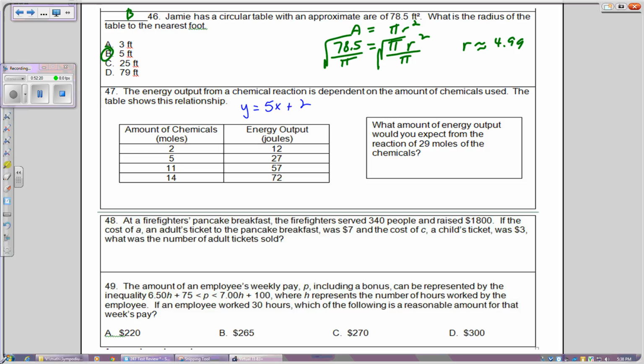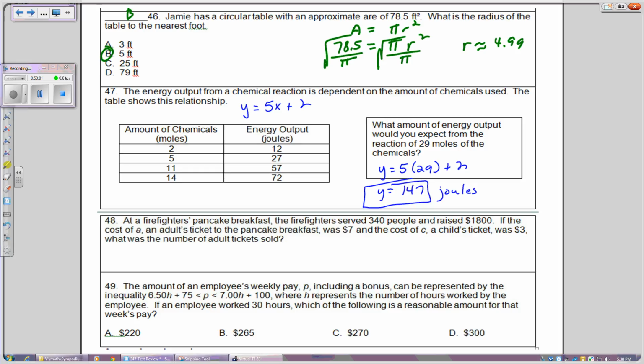And I'll show you that in the calculator again. I can't pull it back up. So if we want to know how much energy would we expect from 29 moles of chemicals, we need to do y equals 5 times 29 plus 2. And you would get 147 equals y, which is 147 joules.